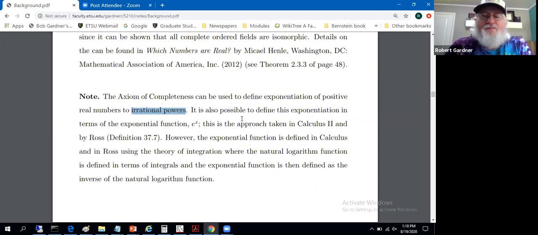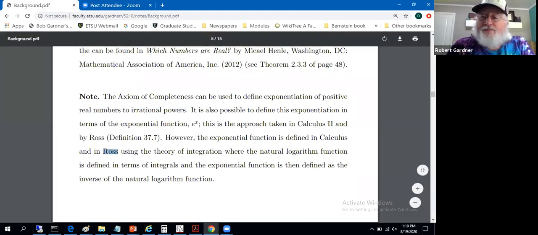In calculus, exponentiation is defined by first defining the log function. You use the theory of integration to define the natural log function, and then you can define the exponential function based on that. And from that exponential function, you can define what it means to exponentiate positive real numbers to irrational powers. That's the way it's done in a calculus sequence. Ross's book does it in a similar way.